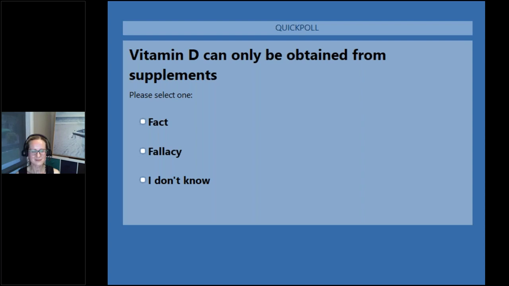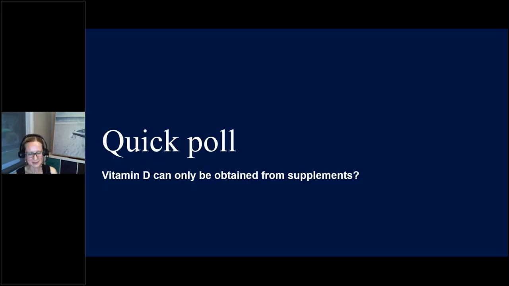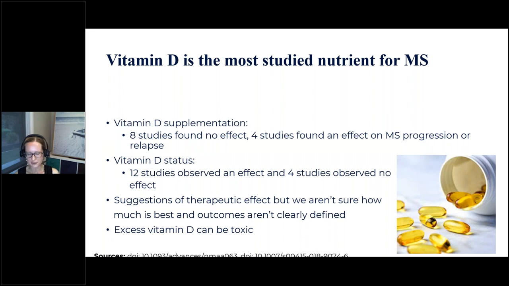Let's keep talking through there. So you heard me saying it before, vitamin D is the most studied nutrient for MS. A majority of studies focus on supplementation, so that paper I referred to, we had 8 studies that found there was no effect, and 4 studies found an effect on MS progression or relapse.